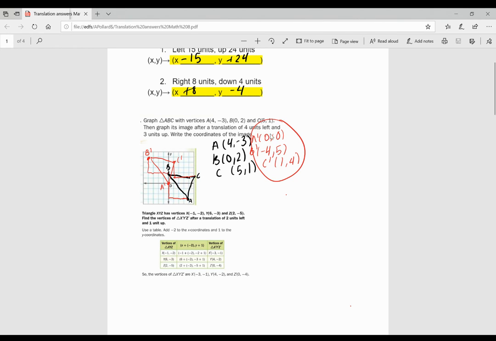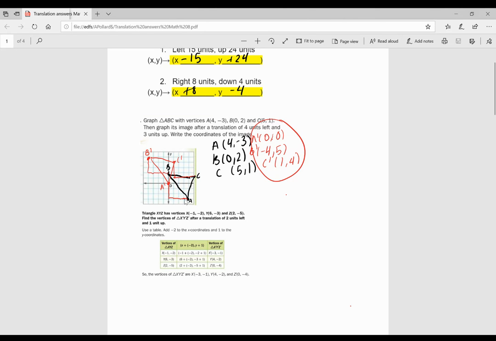So first, we plot our 3 points. We have our A, our B, our C. And then we're going to move them all. It says a translation of 4 units left. So we move it over 1, 2, 3, 4. Then we move it up 3: 1, 2, 3. And that's our new point right here for B.